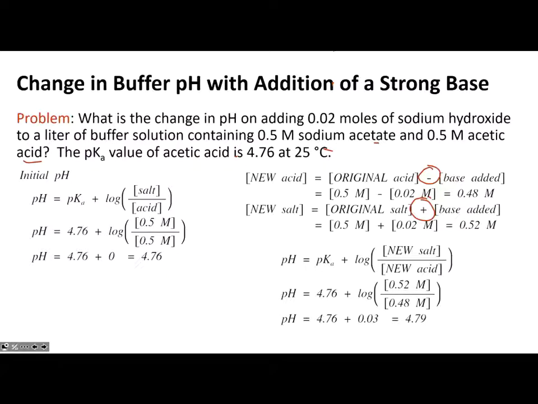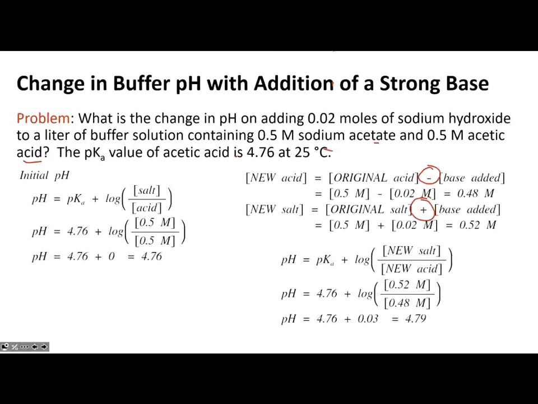But in the end, if you just do the math, Larry, you can see you get 4.76 plus 0.03. That's the value you get when 0.52 divided by 0.48, and you take the log base 10. Then it's 0.03. You add those together. Your resulting pH after you've added the base is 4.79.